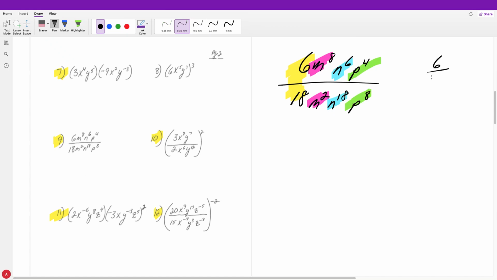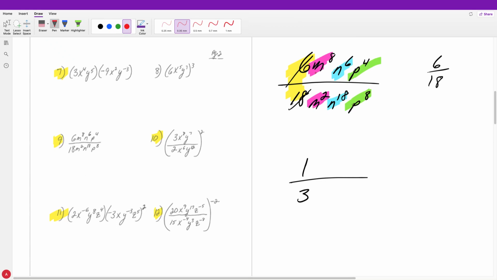6 over 18, we treat that like it is just its own fraction. And I know that that's going to reduce to 1 over 3. So since I have a 3 in my denominator already, I just created the fraction bar and put 1 over 3. I'll cross out those coefficients, and now I'm going to move on to my m's.